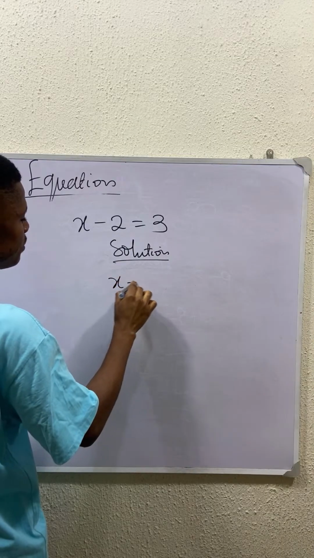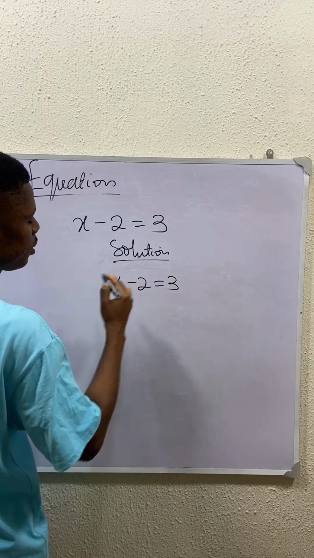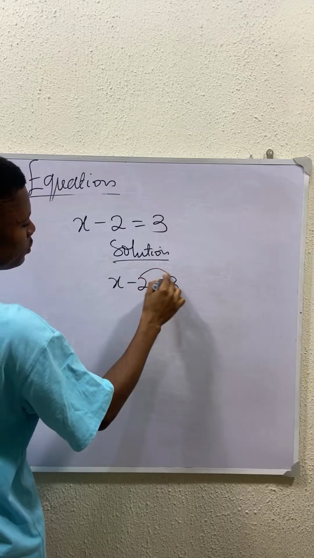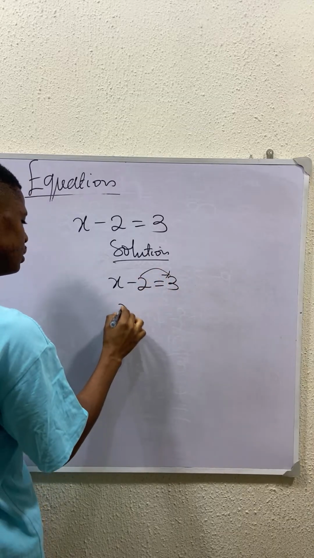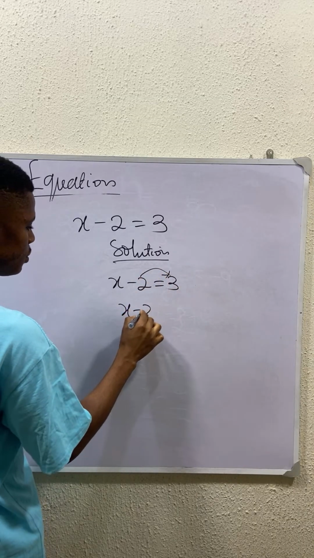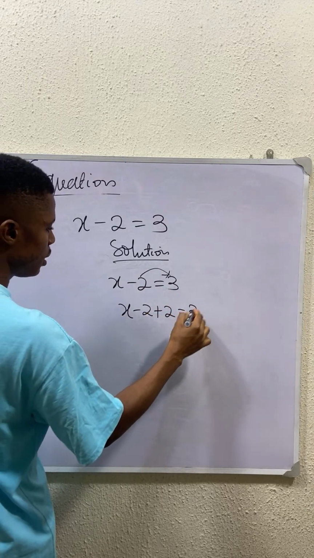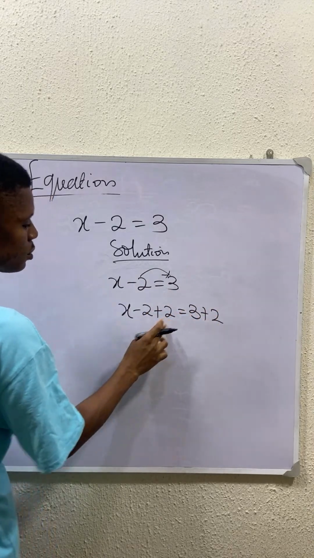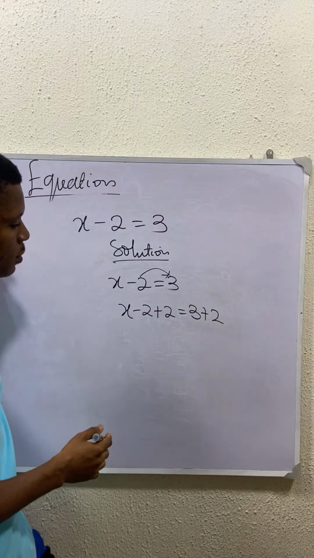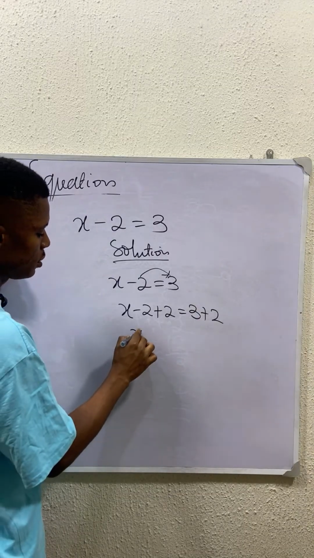Okay, we have x minus 2 is equals to 3. So the next thing we do is just to add 2 to both sides. x minus 2, you add 2, is equals to 3, you add 2. Minus 2 plus 2 is what? Minus 2 plus 2 is 0.